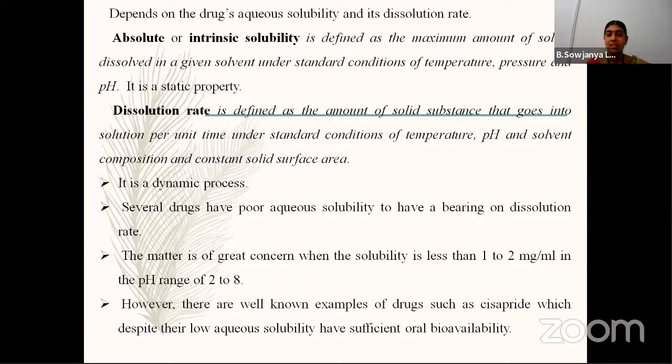So the dissolution rate is defined as the amount of solid substance that goes into solution per unit time under standard conditions of temperature, pH, and solvent composition, and also a constant solid surface area. Solid molecules that enter into a given solvent is simply called dissolution. The amount of solid substance that goes into solution per unit time under standard conditions is called the dissolution rate. It is a dynamic process.